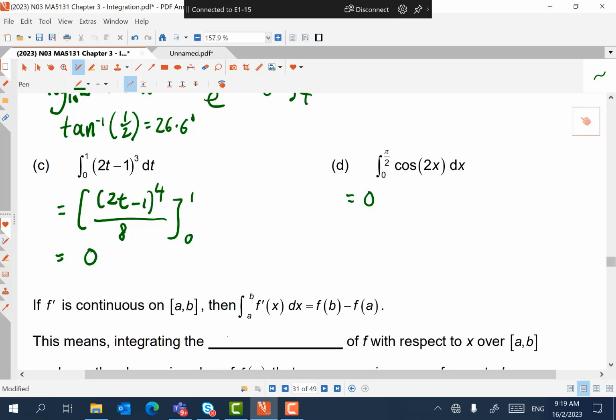10, 9, 8, I don't think it's 7. 6, really only 5, 4, 3, 2, 1. Happy New Year! 0 minus 0.